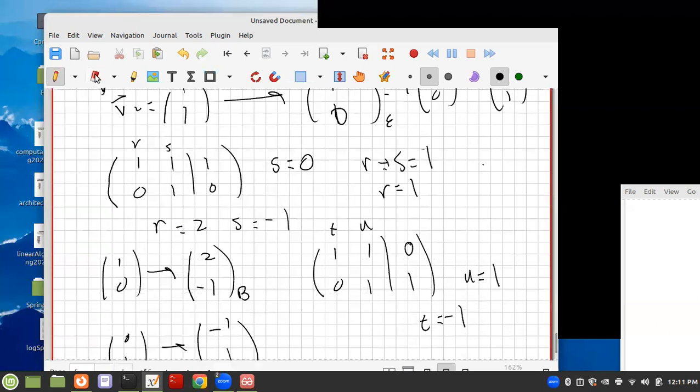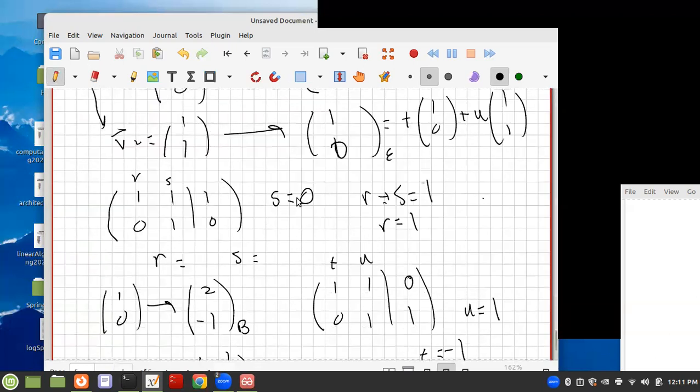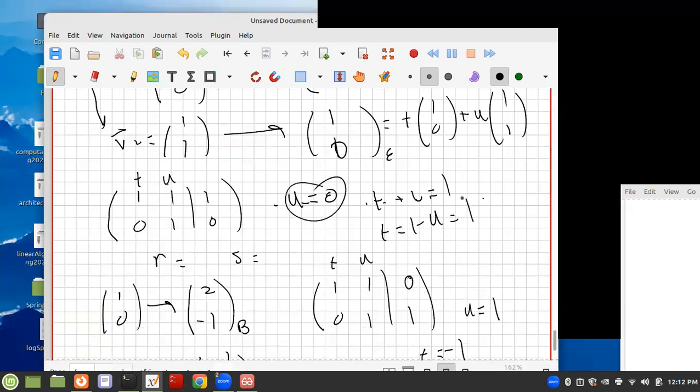Okay, so this is not R and S. Sorry about that, jumping the gun. This is T and U because we're doing the second one. So therefore, U equals 0 and T plus U equals 1. T equals 1 minus U, which equals 1. So U equals 0 and T equals 1.